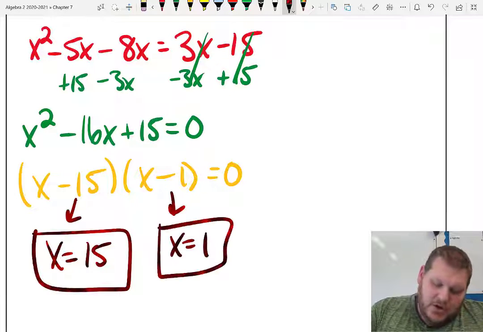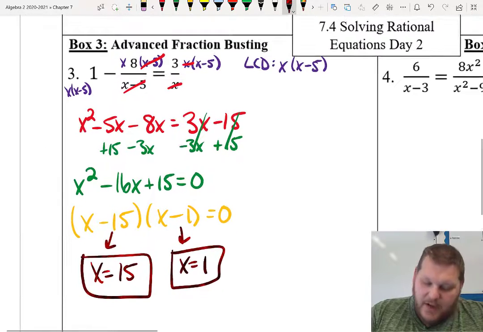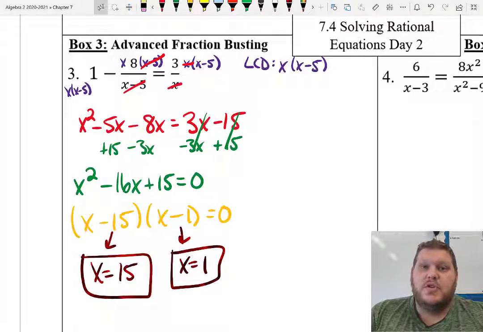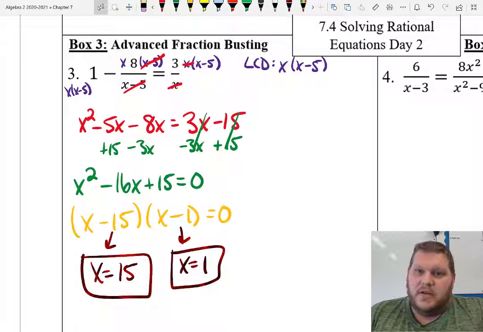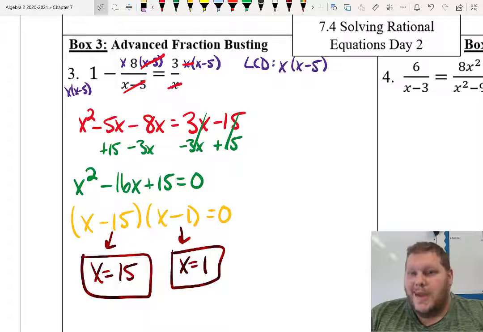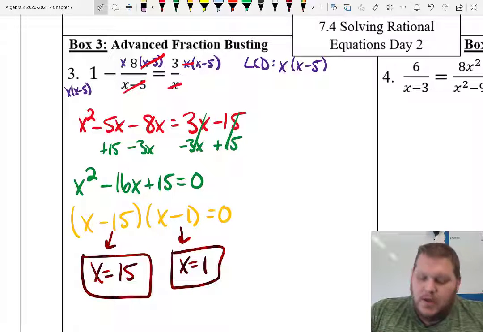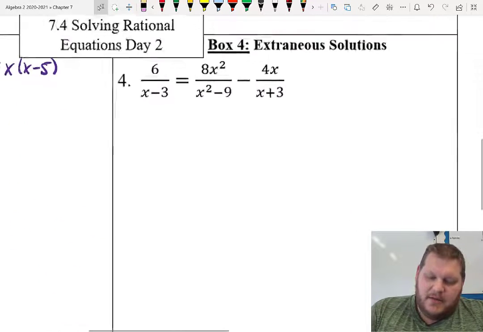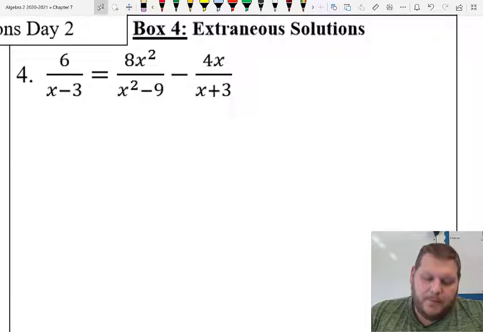Now, just like always, we should be going back to check to make sure that our solutions don't give me a 0 in the denominator, just like we saw yesterday, or I guess the previous day in part 1. If we go back and check our answer and it gives us a 0 in the denominator, we can't include that in my answer. It's an extraneous solution. Here, 15 and 1 are both fine. They don't give me a 0 in my denominator, but as the next title gives away with box 4, we are going to have one in this last problem.